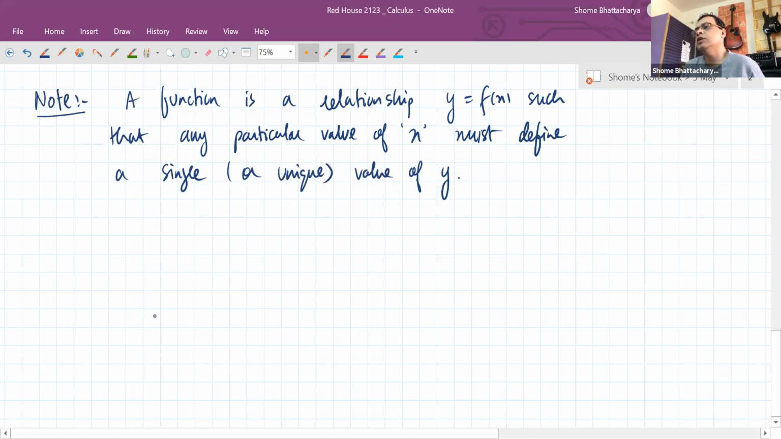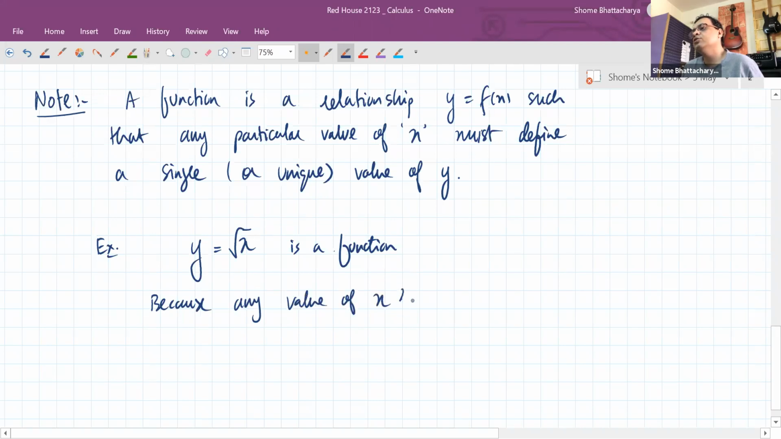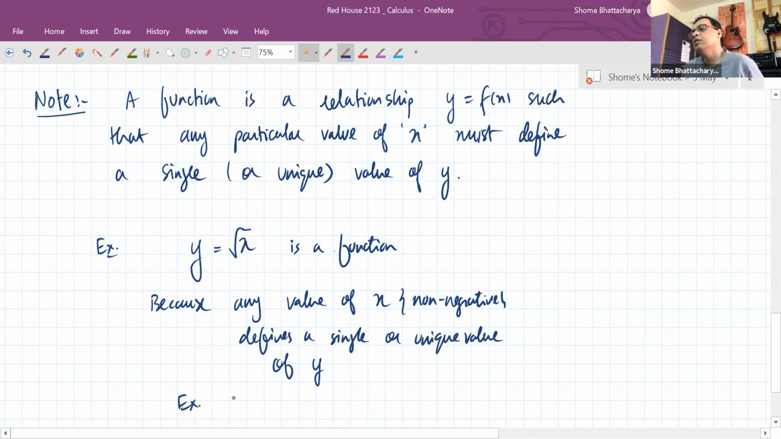Okay, so for example, y is equal to square root of x, this relation, it qualifies as a function. It qualifies as a function because any value of x, of course, it has to be non-negative, defines a single or unique value of y. For example, x equal to 0 defines y is equal to 0. x equal to 4 defines y is equal to 2.